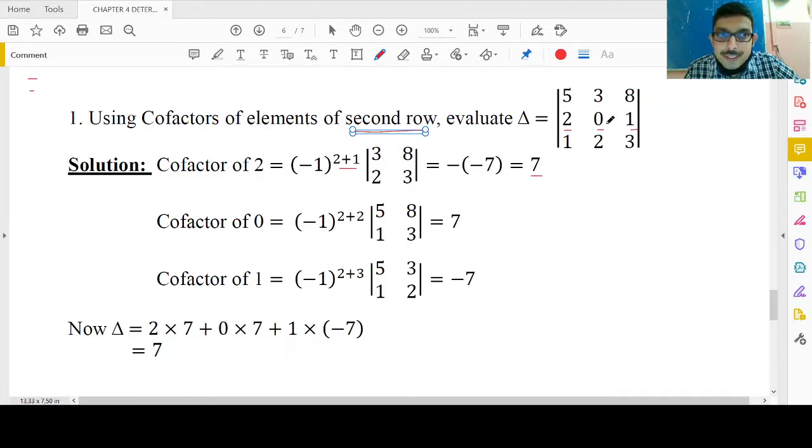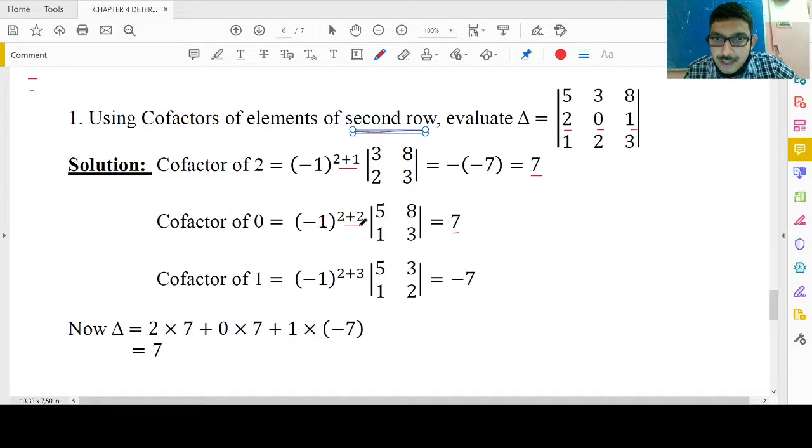Now the cofactor of the second element of the second row, which is 0. It is a22, so (-1)^(2+2). The determinant obtained by deleting the second row and second column is the determinant with rows 5 8 and 1 3, that is 15 minus 8, so it is equal to 7.